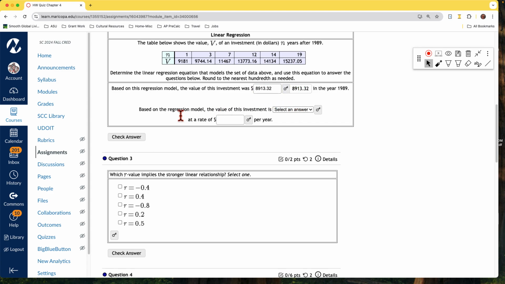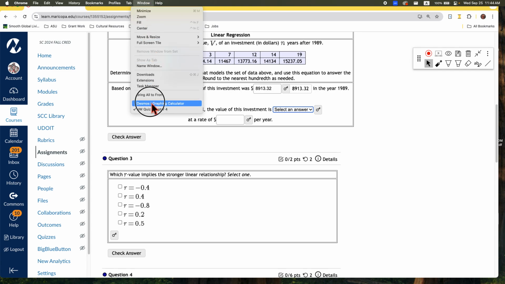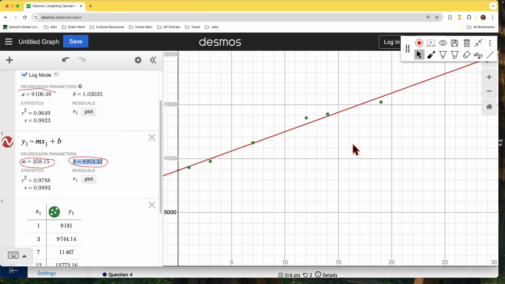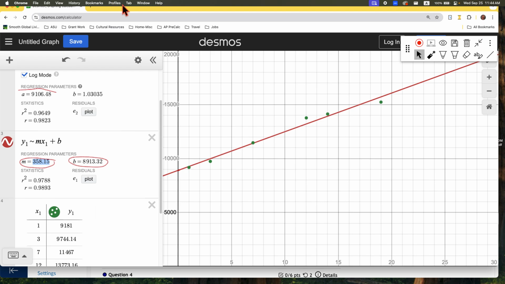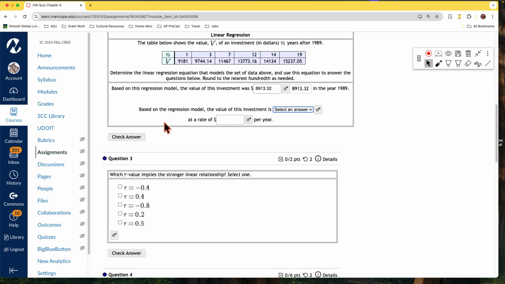Okay. Based on the regression model, the value of this investment is it increasing or decreasing? Let's take a look. Is that line going up or down? It's going up, left to right. And our slope is positive, increasing. And then while we're here, they're going to want the slope. So I'm going to copy that. They want the value of M. Control C, $358.15. So that's the other question.